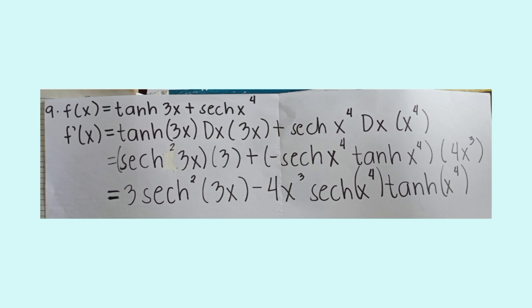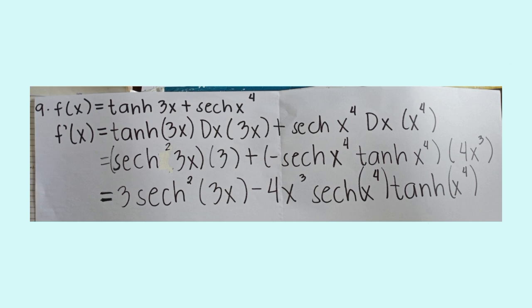In summary, we use the chain rule and product rule to find the derivative of f of x equal to tanh 3x plus sech x raised to 4. Finding the derivative and applying the chain rule and product formula, we found that f prime of x is equal to 3 sech squared 3x minus 4 sech x raised to 4 tanh x.